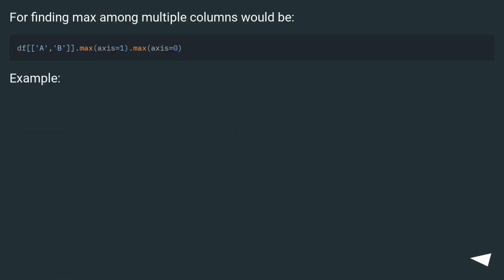For finding max among multiple columns would be example.